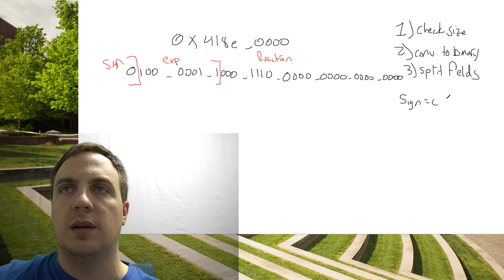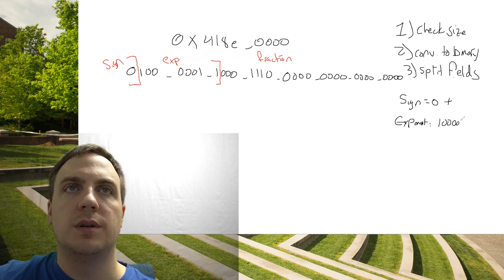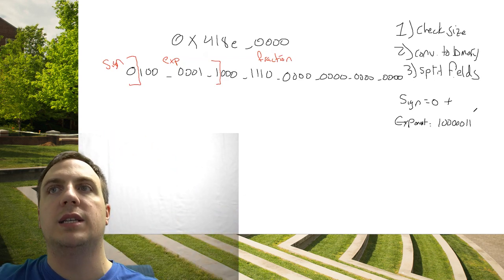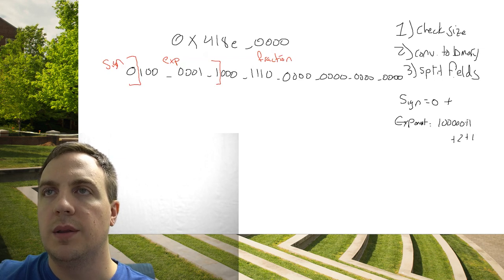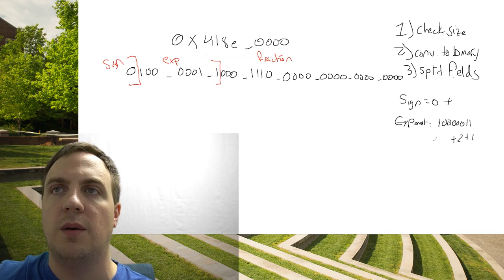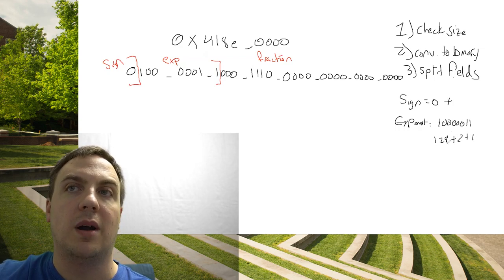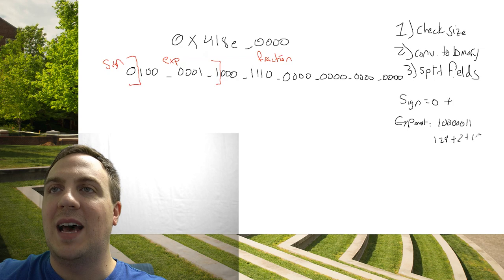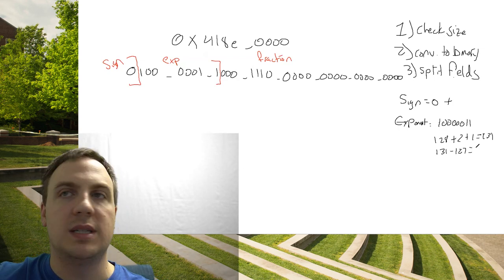Sign is equal to 0, so it's positive. The exponent is 10000011. Okay, so if we look at this, we can move right to left. We've got a 1, we've got a 2. So there's our 4's place, the 8's place, the 16's place, the 32's place, the 64's place, and the 128's place. So we have 128 plus 2 plus 1. So that's 131. And remember, we have to subtract off the bias. So 131 minus 127 gives us 4.